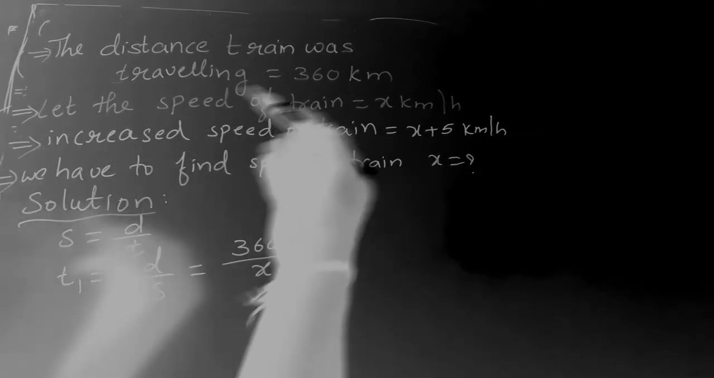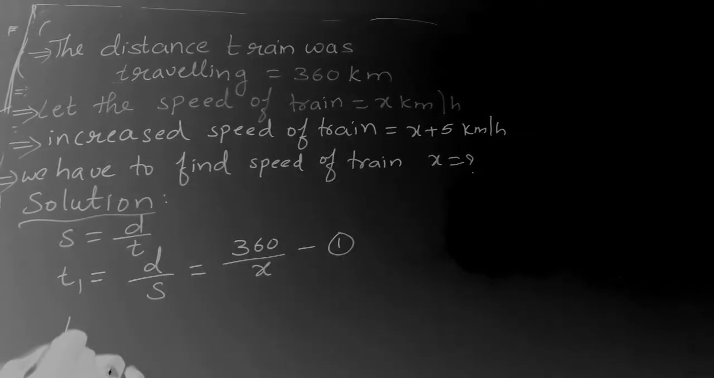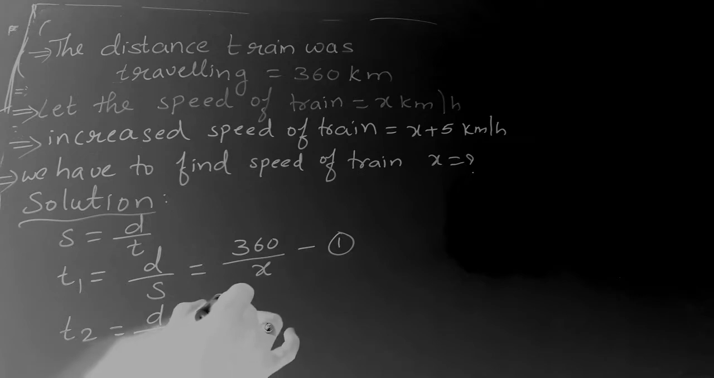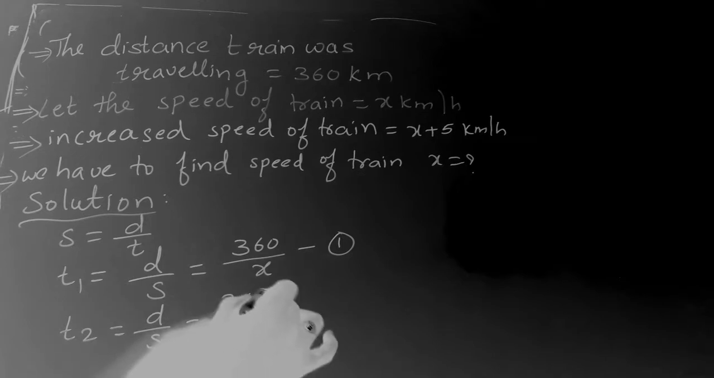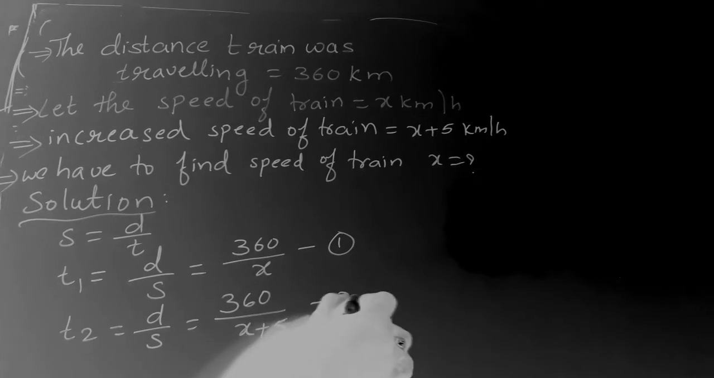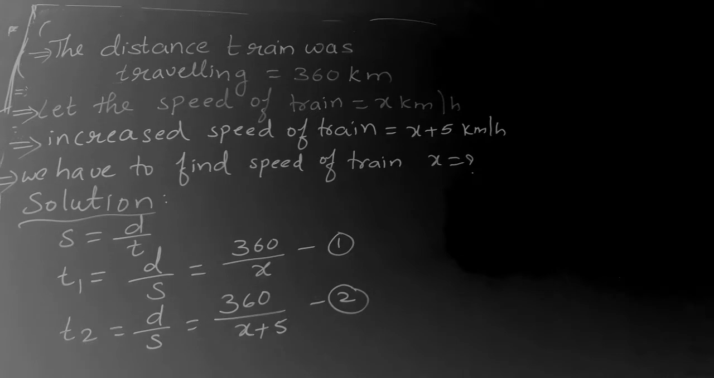Now the speed is increased. So what is the time taken? T2 is distance by speed. The distance is the same but the speed has increased, x plus 5. So this is condition number 2.